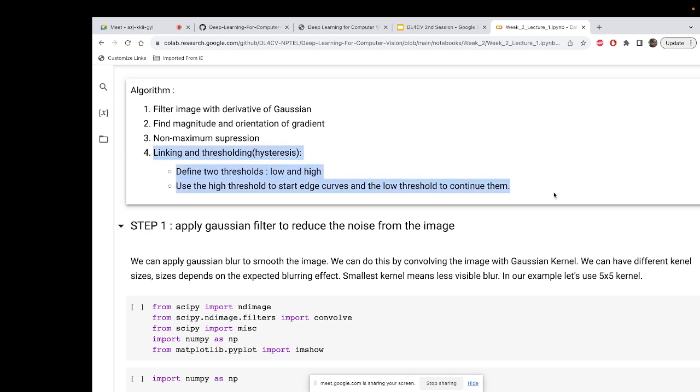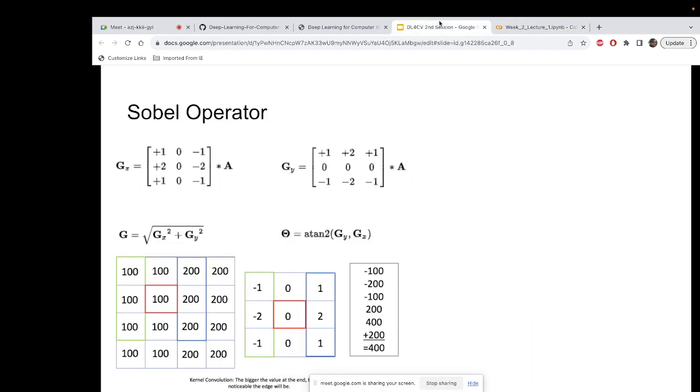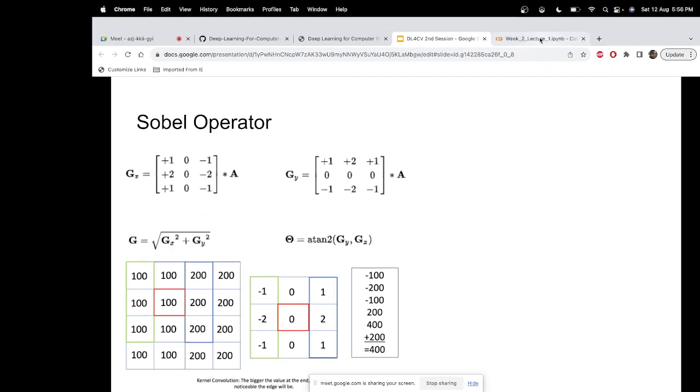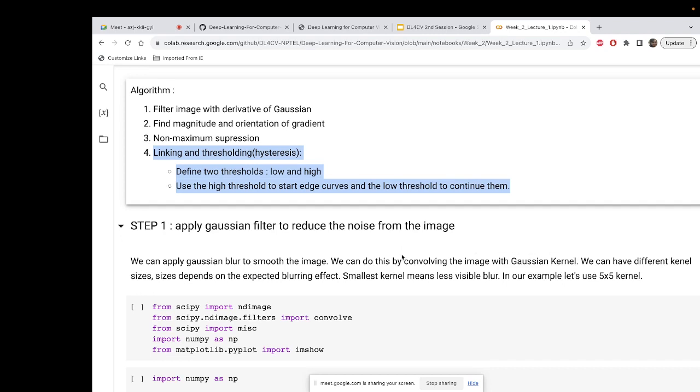Like I said, in the Sobel operator you will get a G value for every pixel location, but how do you know which G value is an edge point and which is not an edge point? So you have a threshold for that. If your particular value is greater than a threshold, then you call it an edge point, otherwise not. Here in the Canny edge detector, they are giving us 2 thresholds actually, one low and one high.